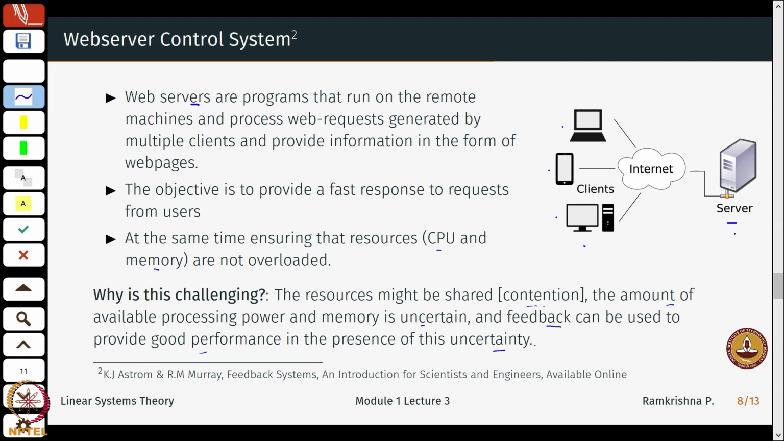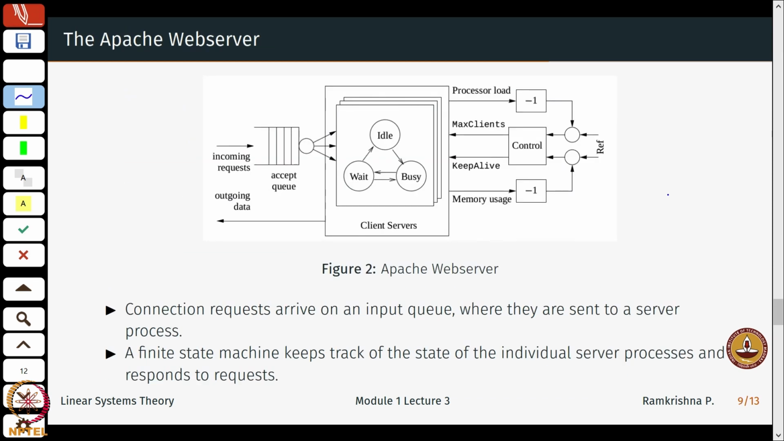Before I answer these questions, if I say feedback, then I should be able to measure something. If I am measuring something, where is that coming from? Or in other words, can I write down a model which describes the dynamics of this entire system, starting from the client to the server via the internet? So this is a typical scenario of the Apache web server.